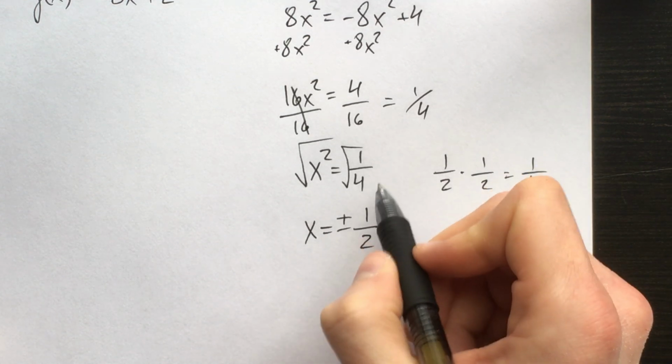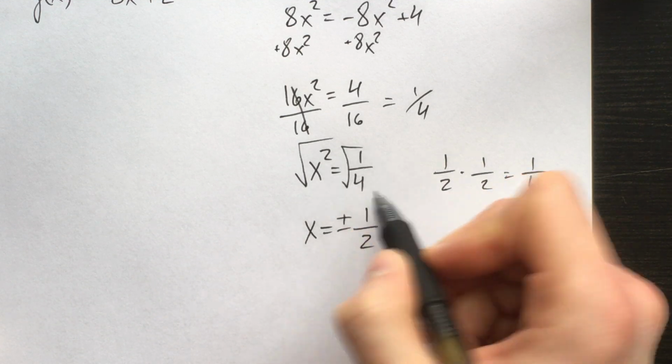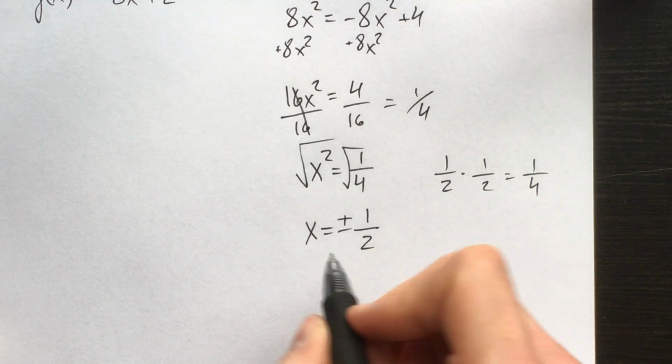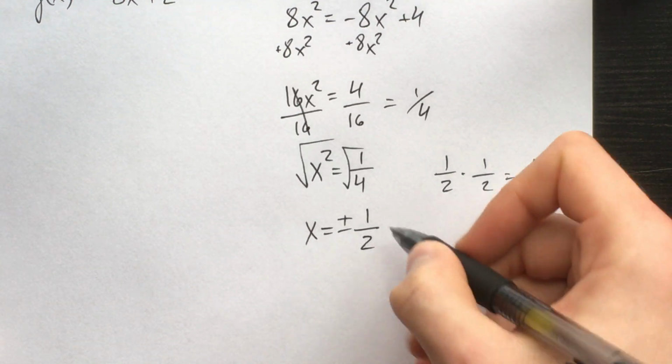So it's a little bit tricky. I feel like it's kind of tempting on these to say 1/16 or something, so just be careful when you take the square root of a fraction like that. It's 1/2. So x is equal to plus or minus 1/2.